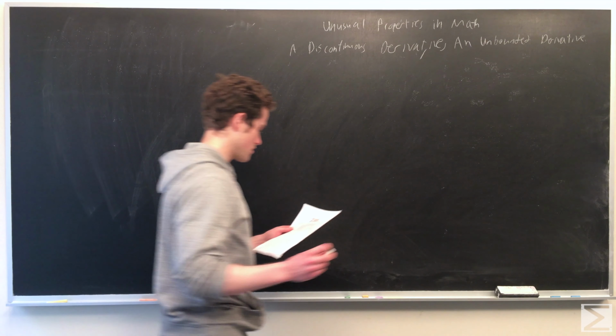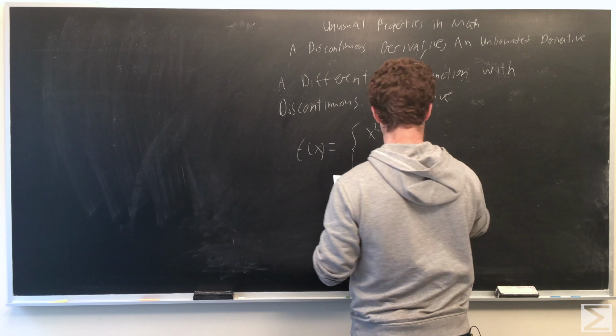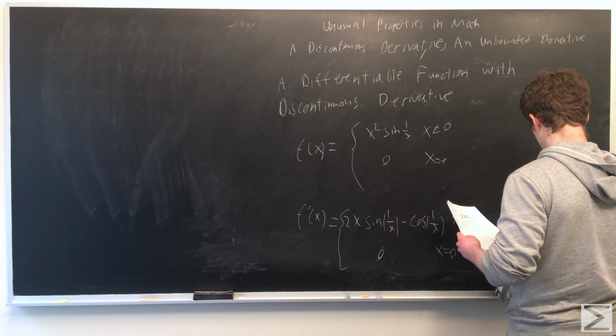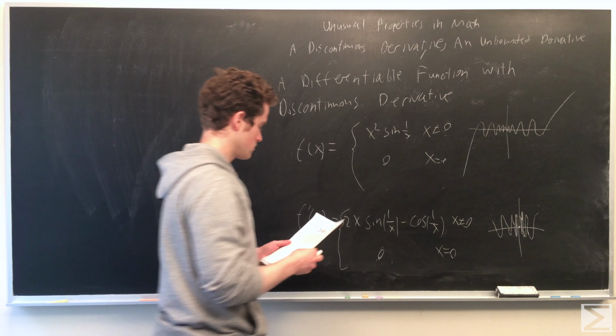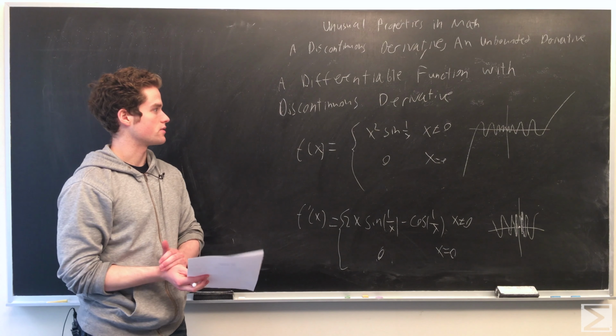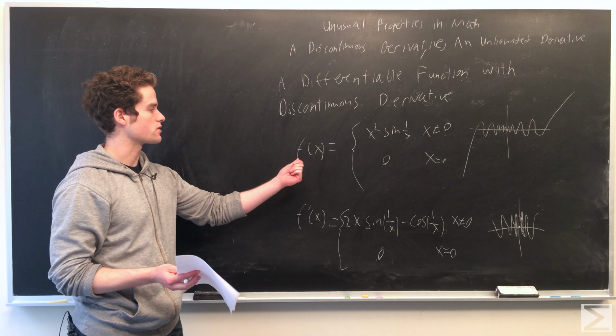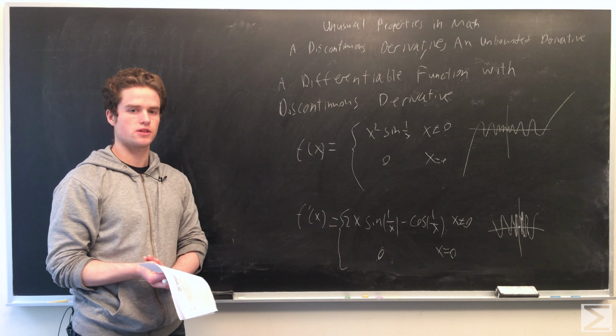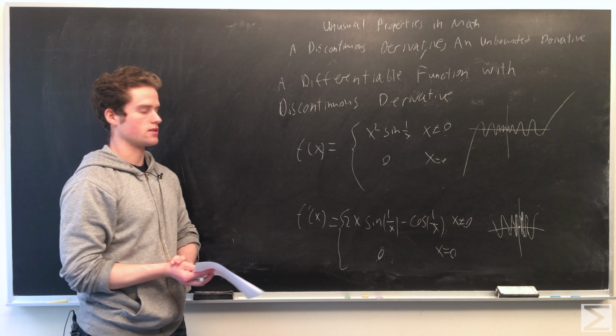So first, a differentiable function with a discontinuous derivative. So we're going to take f of x equals x squared sine 1 over x when x does not equal 0, and f of x equals 0 when x equals 0.